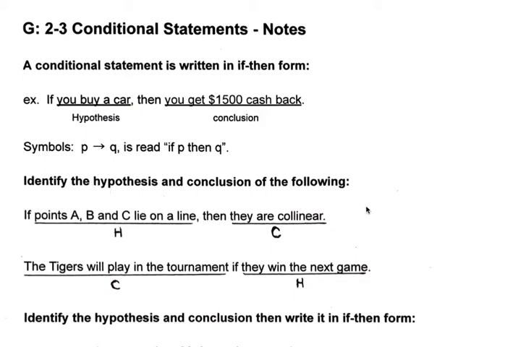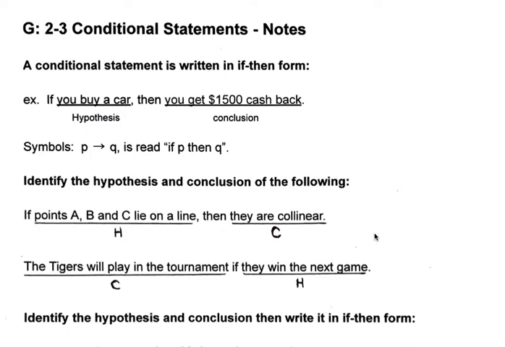Identify the hypothesis and conclusion of the following. All right, so we have if points A, B, and C lie on a line, then they are collinear. Okay, the hypothesis, points A, B, and C lie on a line. The conclusion, they are collinear. Again, notice if and then are not underlined.